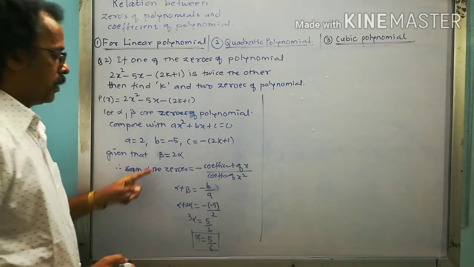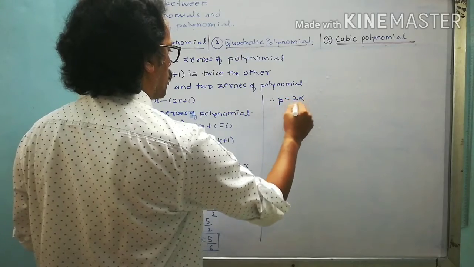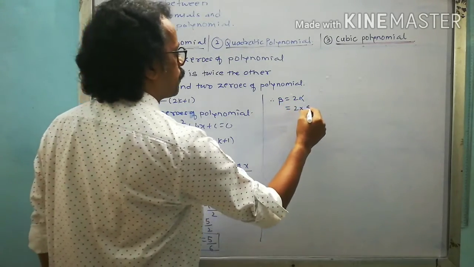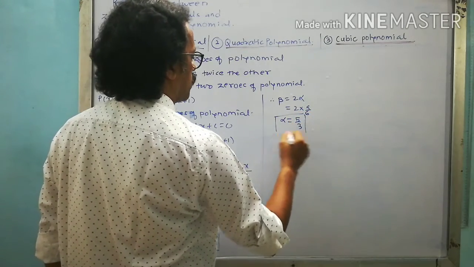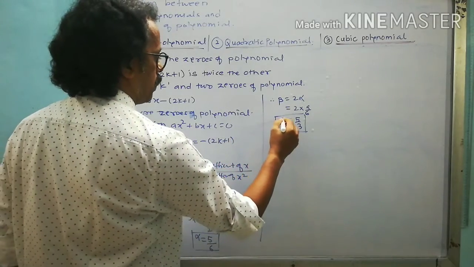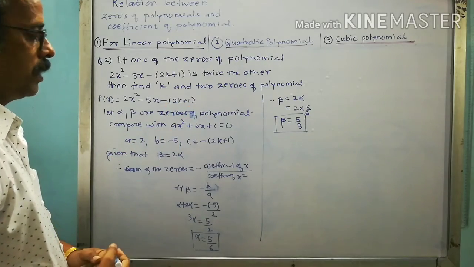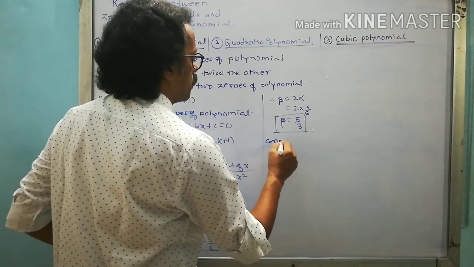Okay. Now next I wanted to find out beta. Therefore beta is equal to 2 times of alpha. So 2 into 5 by 6. So what you will get is 5 by 3, right? So this is the other value of alpha and beta we obtained. But what we wanted to find out was the c. Now where does c come? In the product of roots.